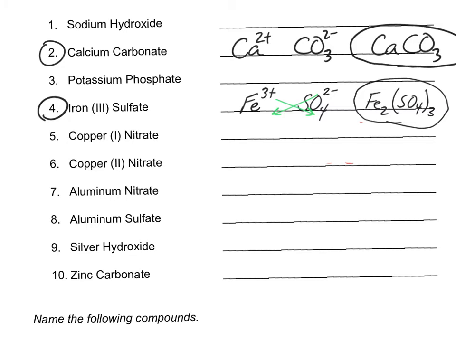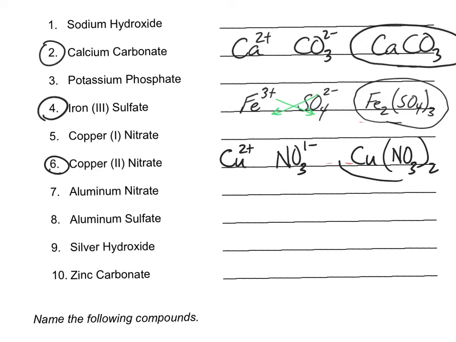So let's go with copper 2 nitrate. Going through the steps, copper 2 plus ion. Nitrate, if you refer to the handy handout that I gave you in class, you'll find that nitrate ions have a 1 minus charge. All right, I need 2 nitrate ions to balance out the 2 plus charge of the copper. So that's going to be copper, parentheses, NO3. I'm going to need 2 of those nitrate ions, and that is the answer.